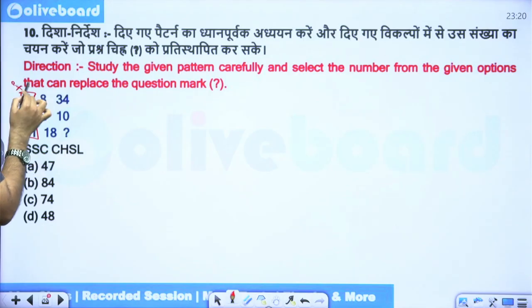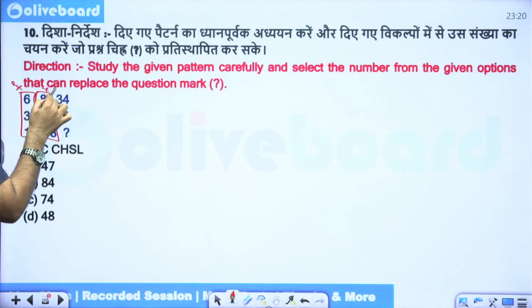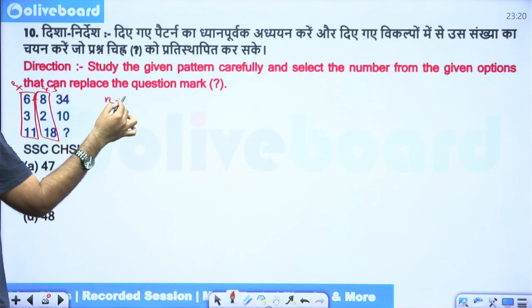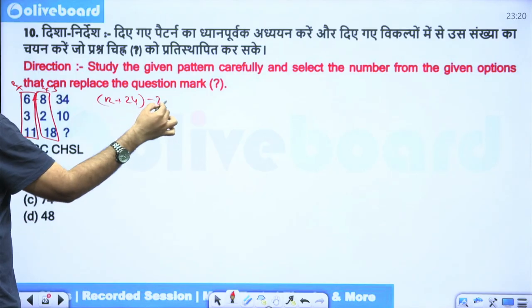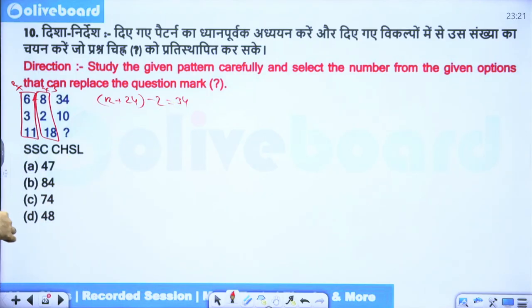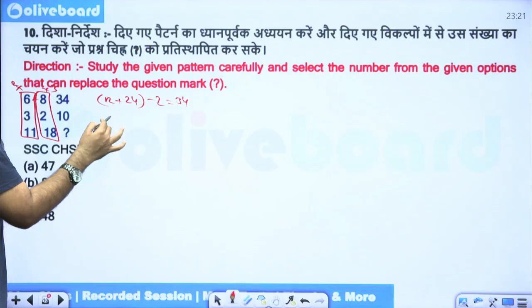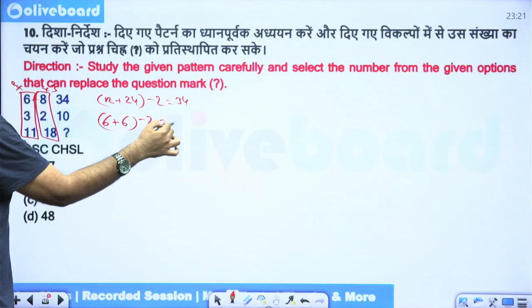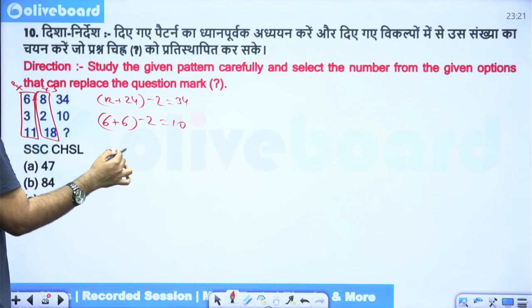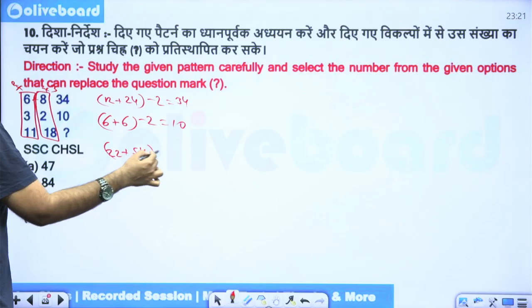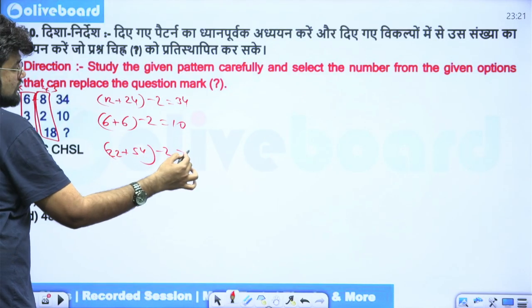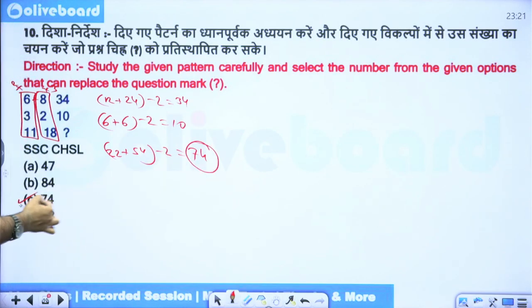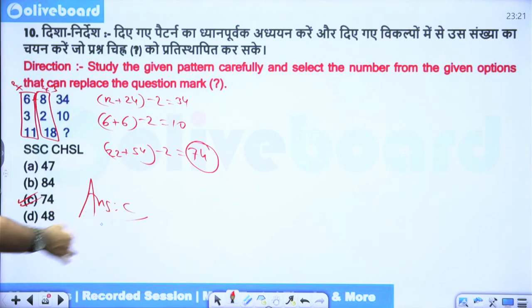You multiply this column with 2, multiply this column with 3, add them, so you get 12 plus 24, and you subtract 2 from it to get 34. Okay. So 6 plus 6 minus 2 is 10. So 22 plus 54 minus 2 is 76 minus 2, 74. This is a good one actually. Figuring it out right away is going to be difficult. Okay. Next.